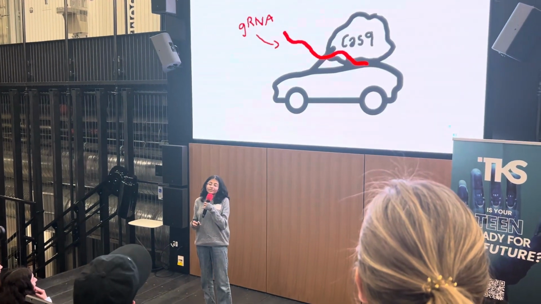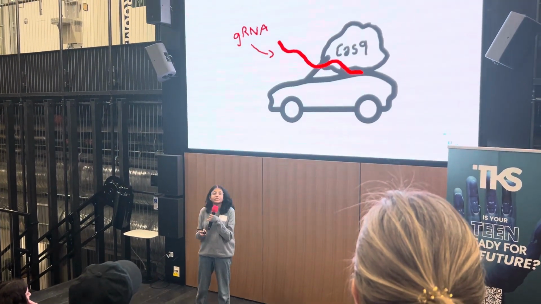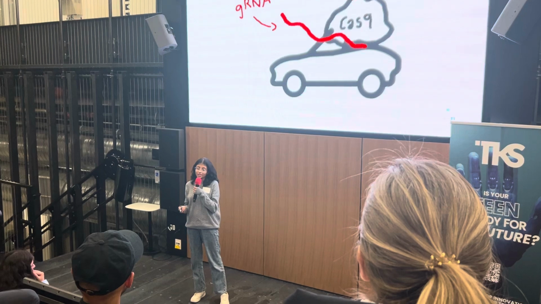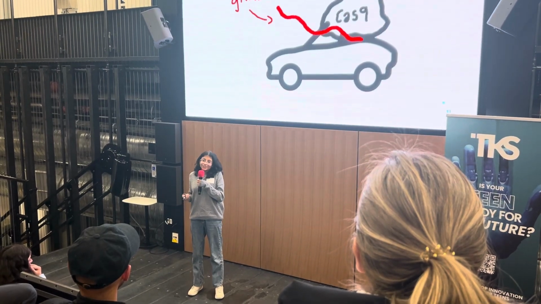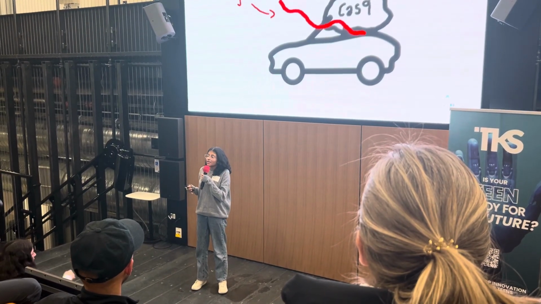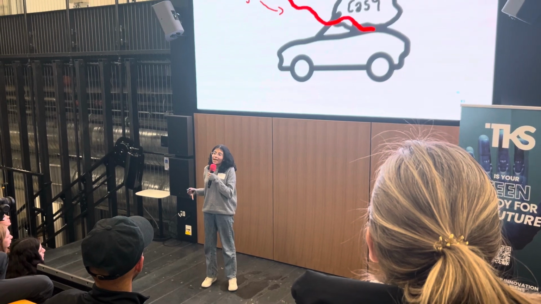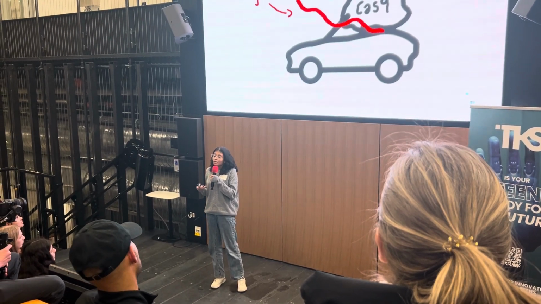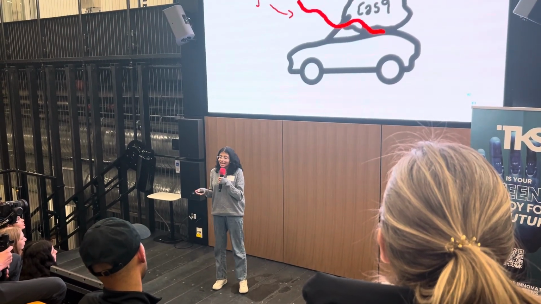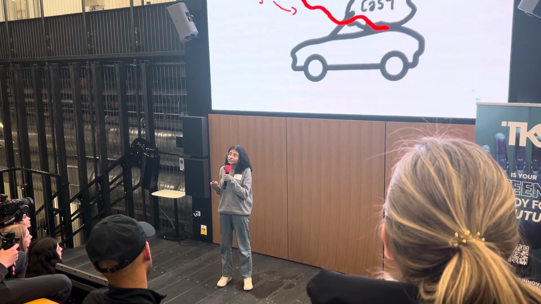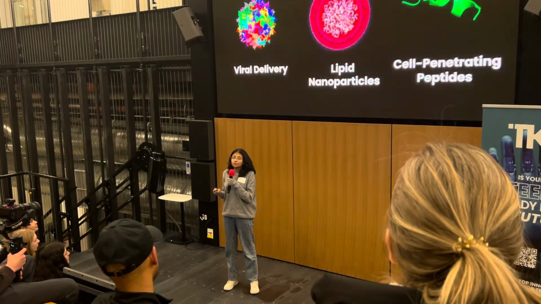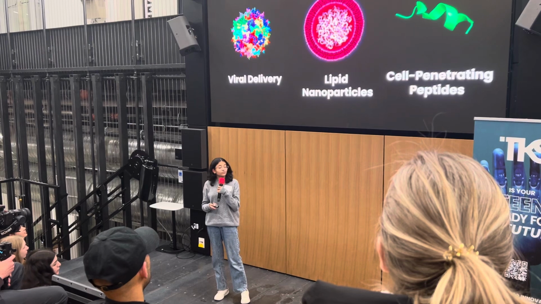So before I dive into the different delivery methods, I just want to explain to you a little bit about what a vector is. So a vector is sort of like a delivery truck. So when we're delivering any type of drug into our body, such as CRISPR, we encapsulate it in a vector, and there are many different types of vectors. So here are some of the main ones being used for CRISPR.